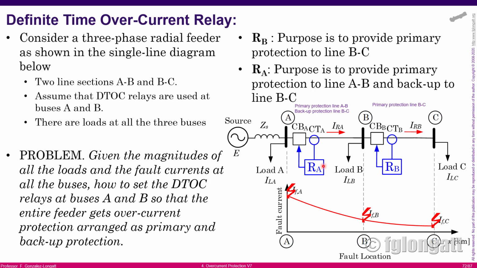But also, if a fault happens in the section BC and the relay B doesn't open, that means that relay A must be able to provide backup protection for faults located between B and C. That is the basic explanation here. We have primary protection for line BC provided by relay B, and we have primary protection for line AB and backup protection for BC provided by relay A.